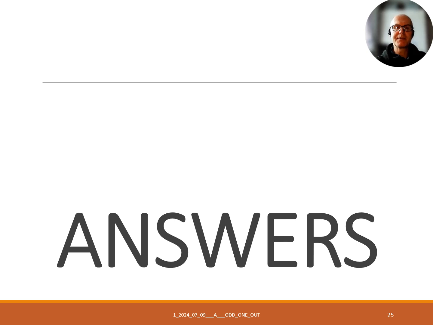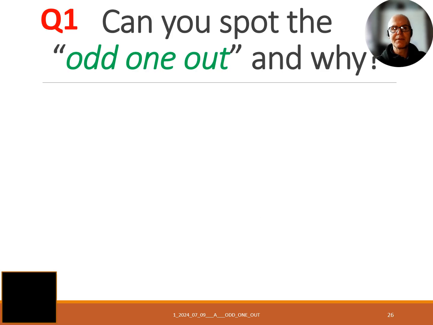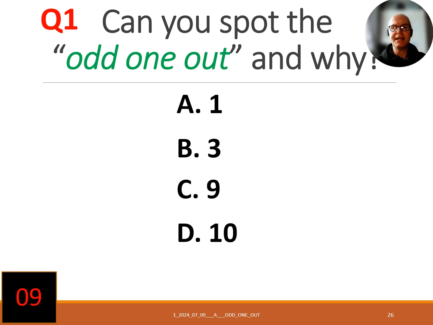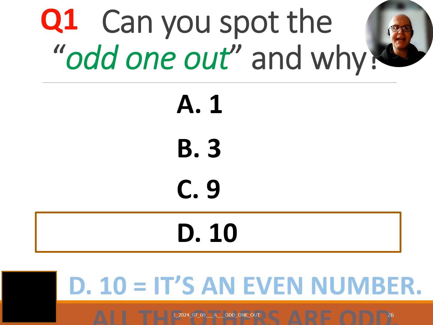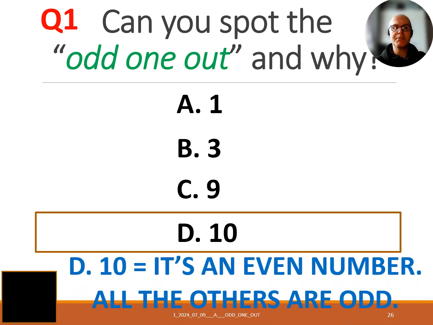How did you get on? Let's look at the answers. Question 1. A, 1, B, 3, C, 9, D, 10. What was the odd one out here? And why was it the odd one out? It was D, 10, because it's an even number. And the other numbers, 1, 3 and 9, are odd numbers.